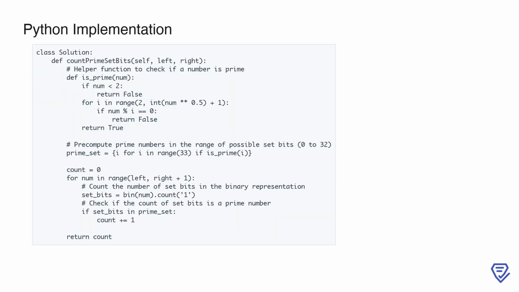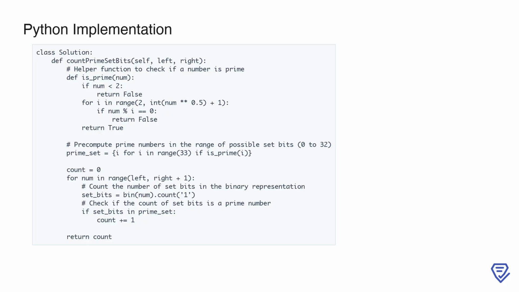This implementation solves the problem of counting numbers in the range [left, right] where the number of set bits in their binary representation is a prime number. First, we define a helper function is_prime to determine if a number is prime. This function handles numbers less than 2 as non-prime and uses a loop up to the square root of the number to check divisibility, which ensures efficiency.